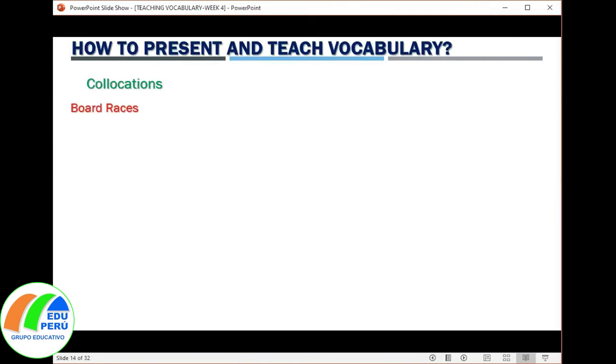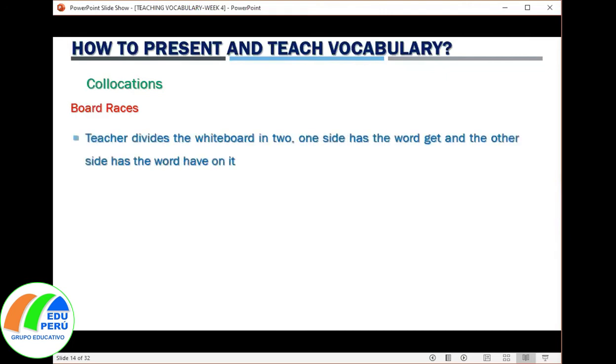And we are going to make these multi-words. One of the techniques that we could use is board races. This is one of the most common, to make your students go to the board and write something. For example, you could divide the whiteboard in 2. One side has the word get and the other side has the word have. Imagine that you are teaching them some collocations related to these verbs, get and have. So we have some usual phrases that go with these verbs.